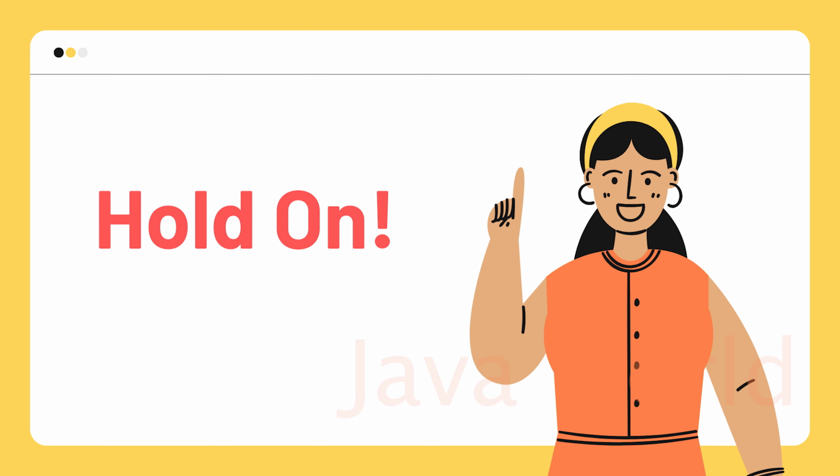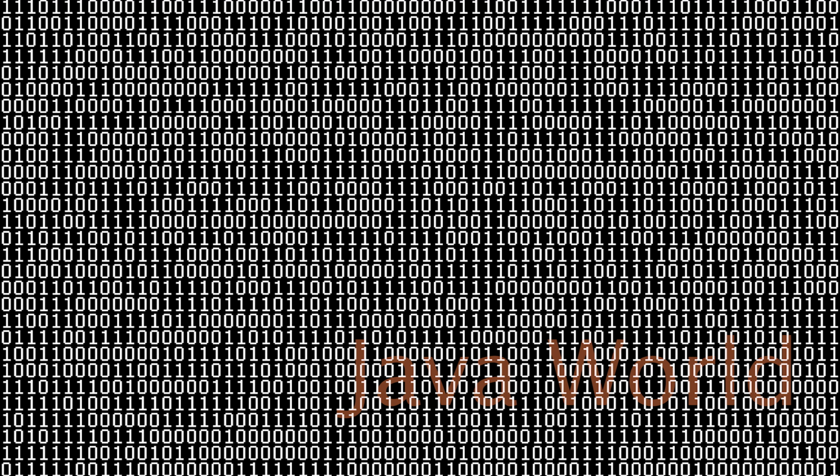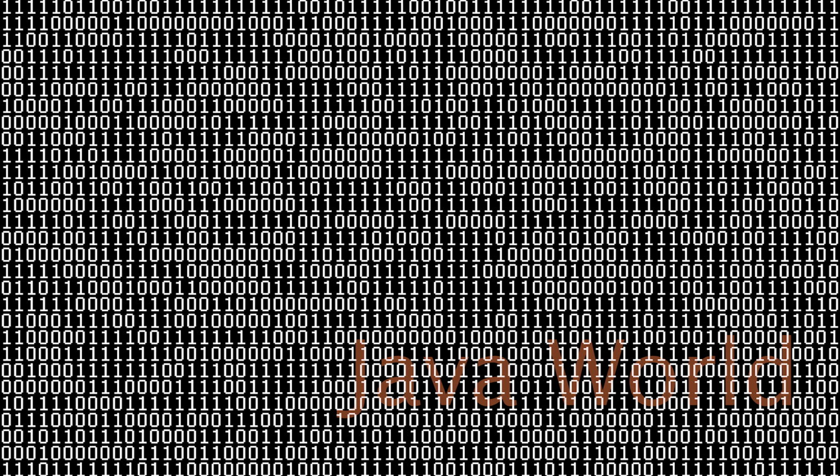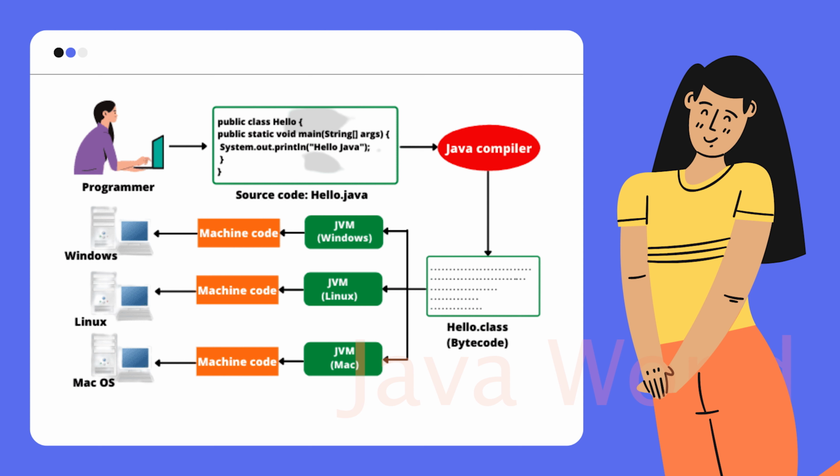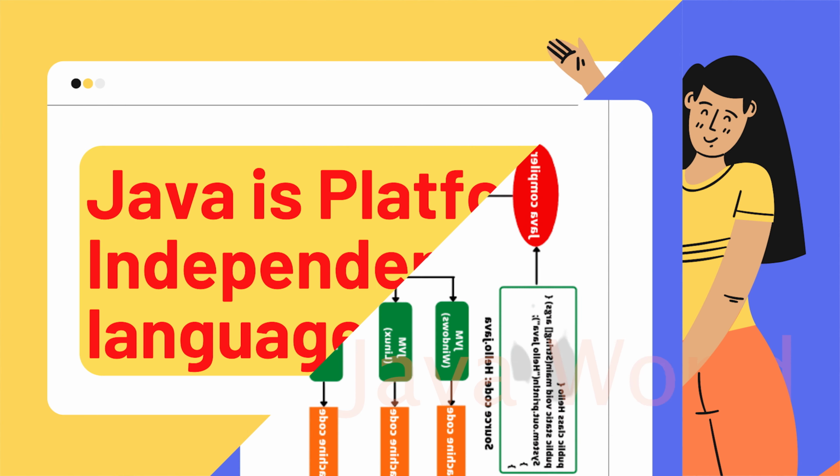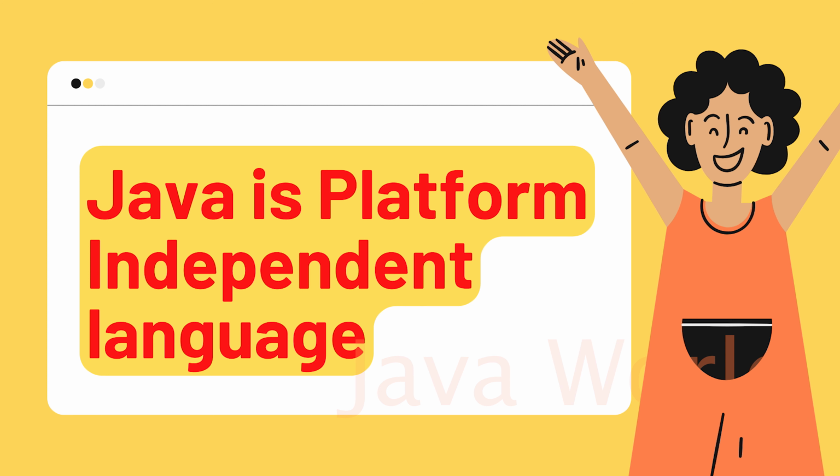Hold on, this is too early for celebration. This bytecode is not executable. We need a translator for executing this bytecode, and the JVM does this job. The JVM converts the bytecode into native code which is readable by a particular operating system. Thus the output is displayed. Hence, Java is called a platform-independent language.